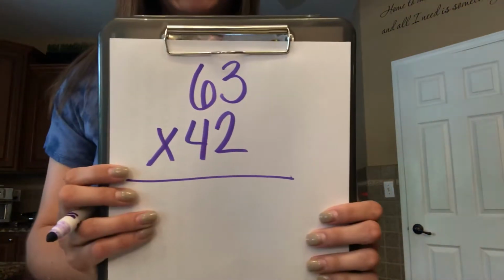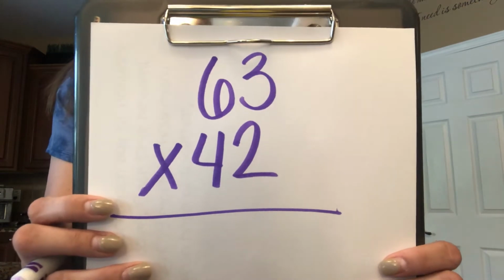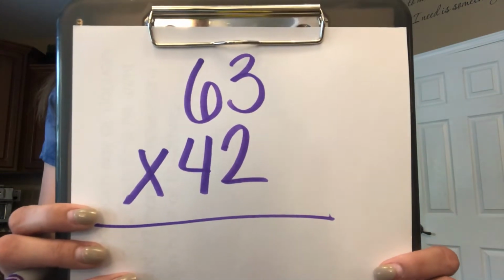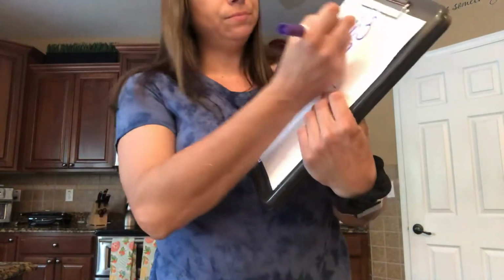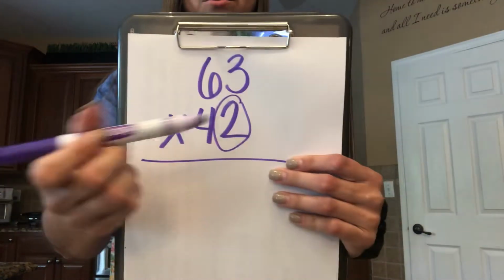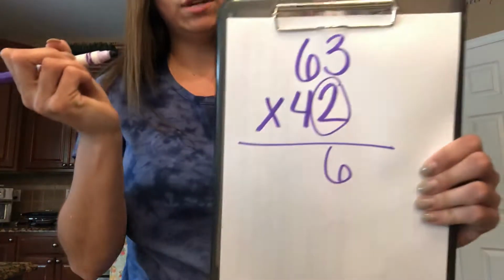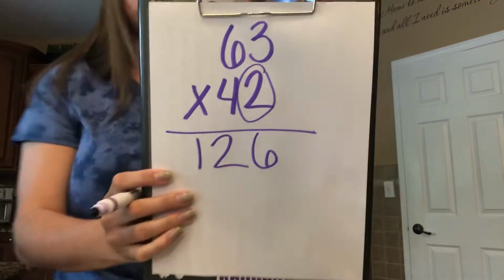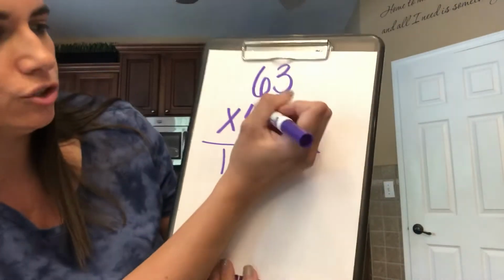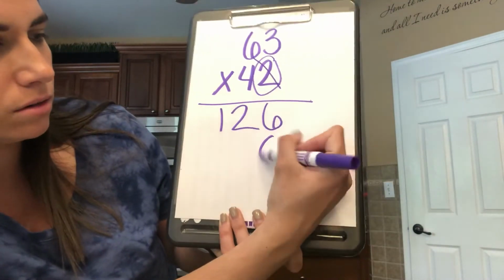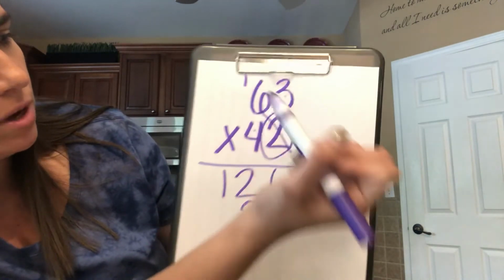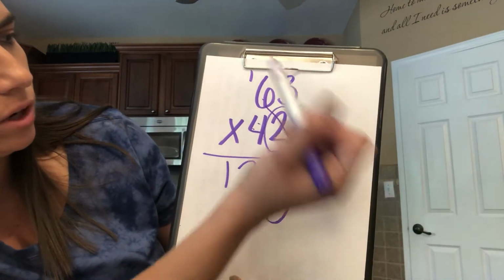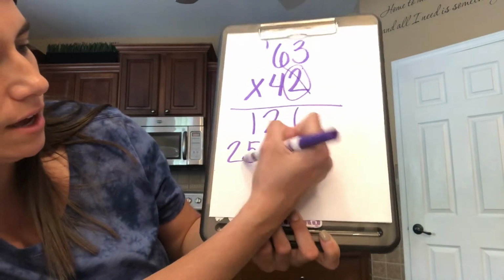All right, the next one is 63 times 42. So go ahead and pause and solve. All right, same thing again. We're gonna go ahead and circle the 2, and we're gonna use that to solve first. So 2 times 3 is 6, and 2 times 6 is 12. So you should have 126 so far. I'm gonna drop down my 0, cross it out at the top, and then I'm gonna take 4 times 3, which is 12, carry my 1, and 4 times 6, which is 24, plus 1, which is 25.